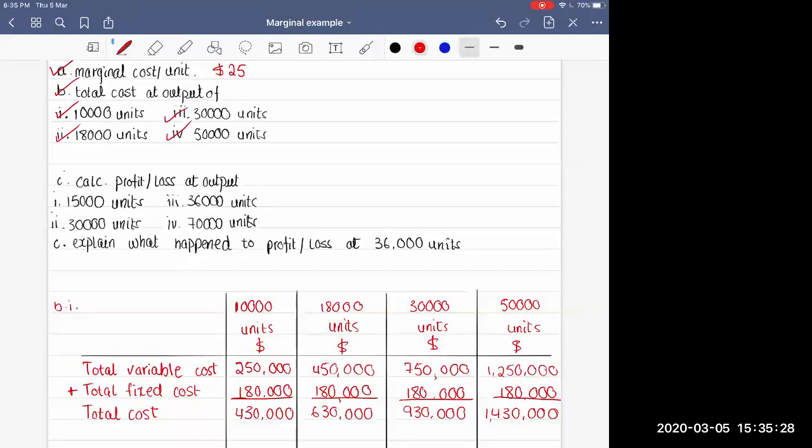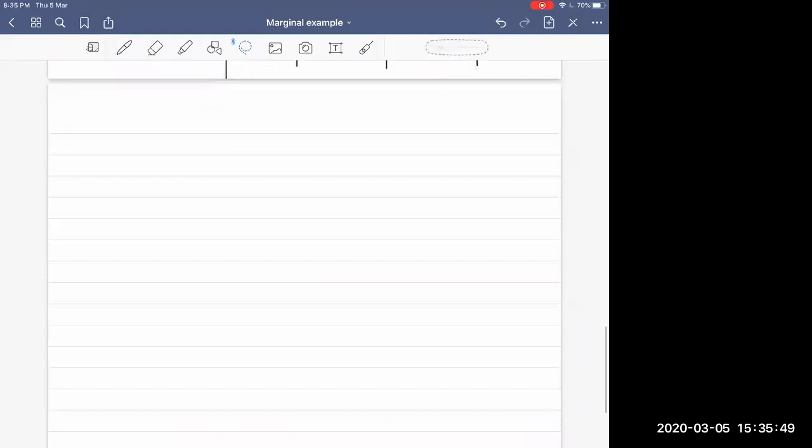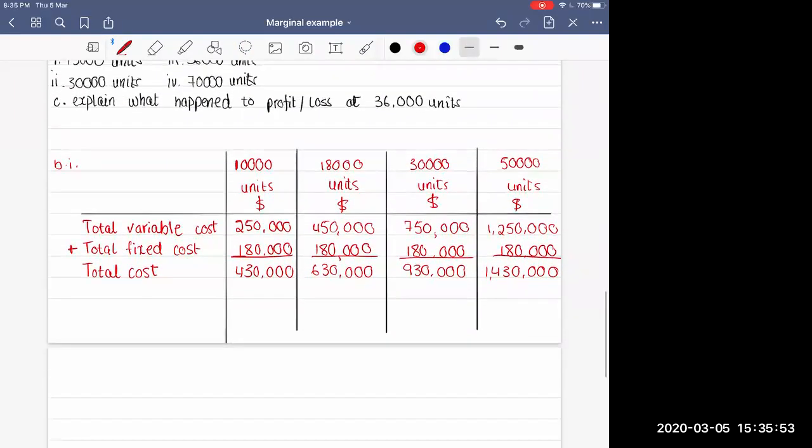Now we need to calculate the profit or loss at different activity levels. And what are these different activity levels? These are 15,000, 30,000, 36,000 and 70,000. So now we will be calculating profit. And how do we calculate profit? So profit is calculated as total revenue minus total cost. It's total revenue minus total cost.